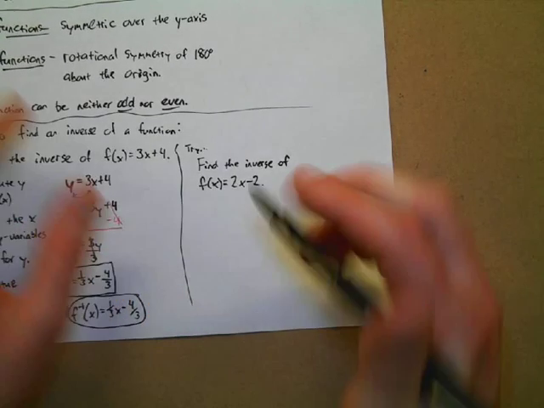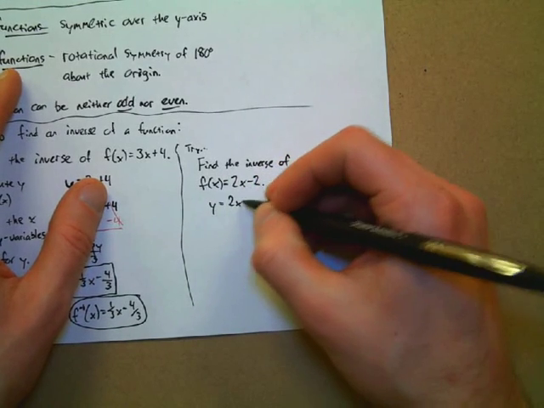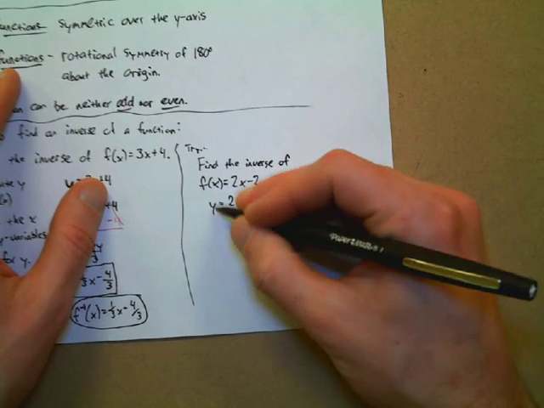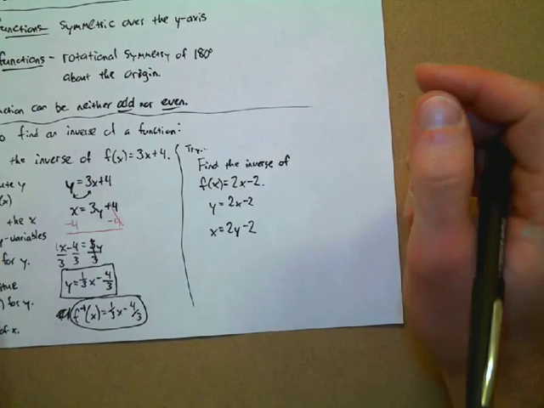1/2 x, and then 2 divided by 2 is? Yeah, there you go, plus 1. So 1/2 x plus 1. Okay, and there it is.